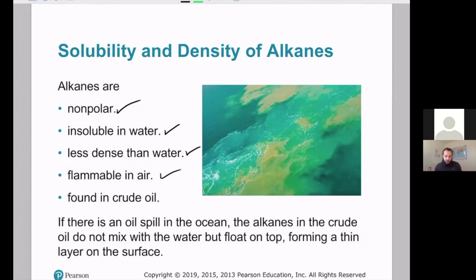Alkanes, I guess this is more of a fun fact than a property, are what is found in crude oil as well, right? And that's why when you have a big tanker out in the middle of the ocean that spills a bunch of oil, it will float on top and not dissolve and be dispersed throughout. That's because it is less dense than the water and it's nonpolar, so it's not going to mix in there.